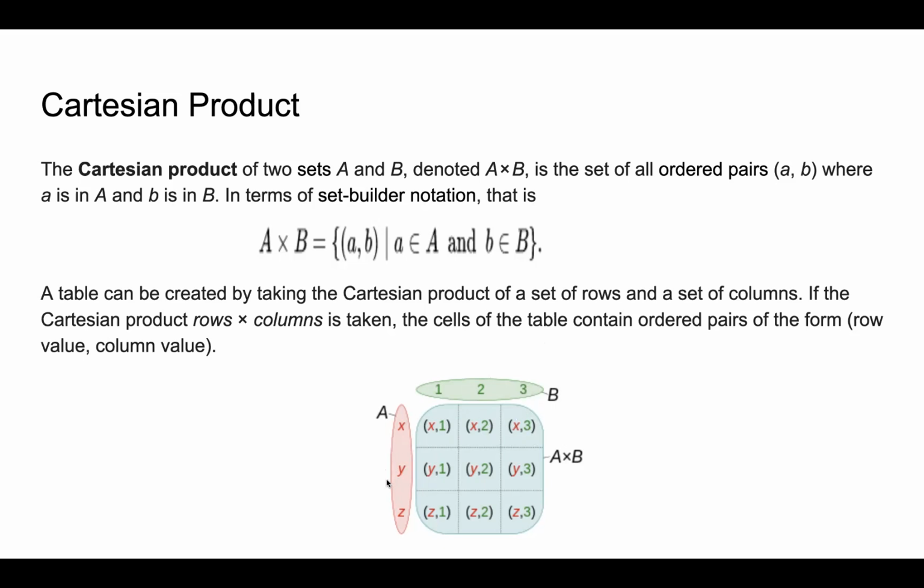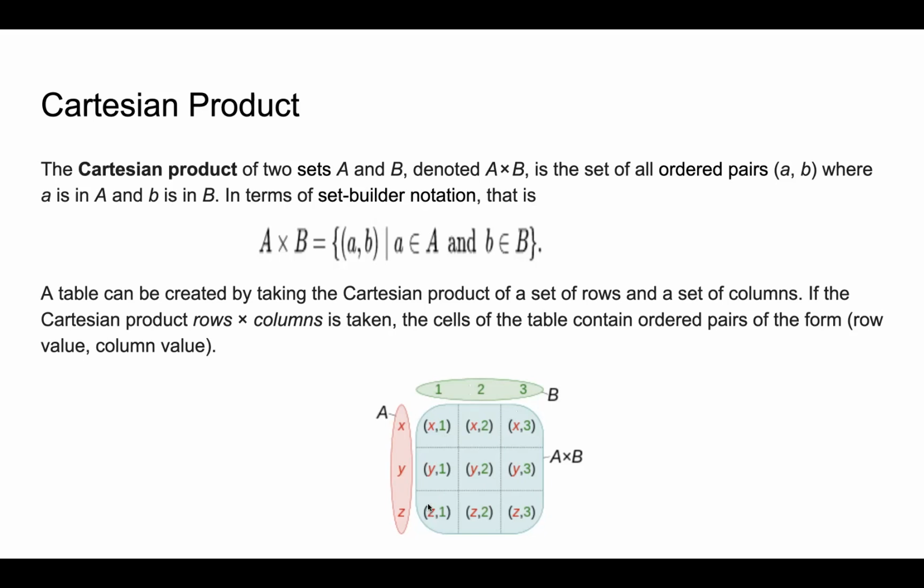Then Y is there. The second row and first column is Y1. Then Y is the same in this row and the element will be 2, so it will be Y2. And the third will be Y with 3. Okay. Y1, Y2 and Y3.